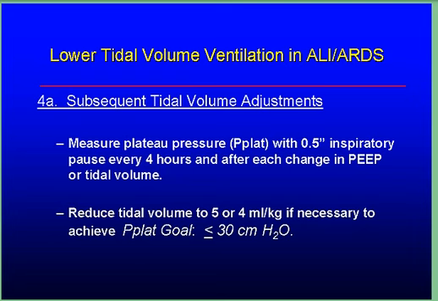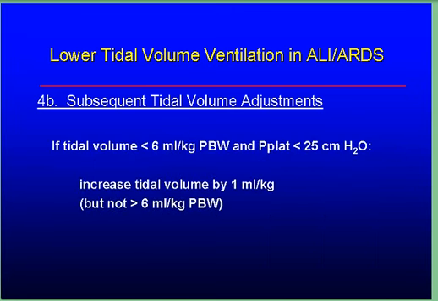We reduce tidal volume to 5 or 4 ml per kilogram only if necessary to stay below a plateau pressure goal of 30 centimeters of water. But then, if the plateau pressure is improving, there's an opportunity to increase tidal volume back up towards 6 ml per kilogram.